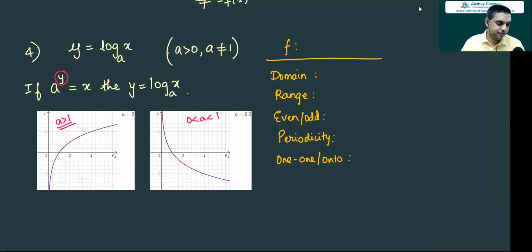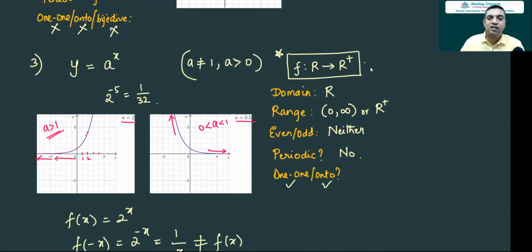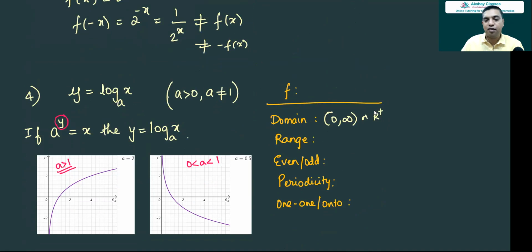Please answer. 0 to infinity. Very good. Is 0 included or not? Not included. Very good. 0 is not included, because understand, the domain of log will be the range of the exponential function. The range of the exponential function was R plus. So the domain of log will be R plus. It cannot be 0. 0 cannot be included.